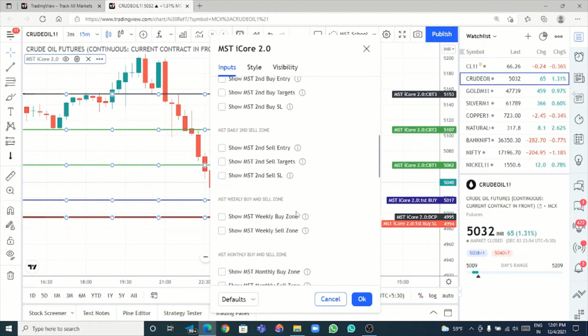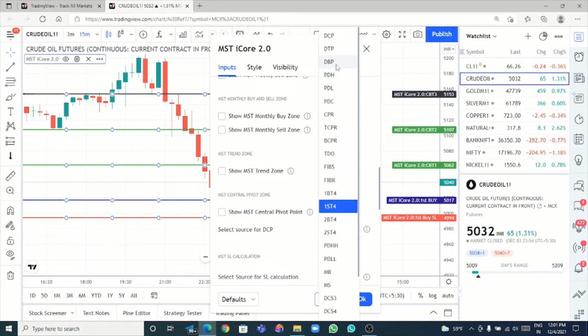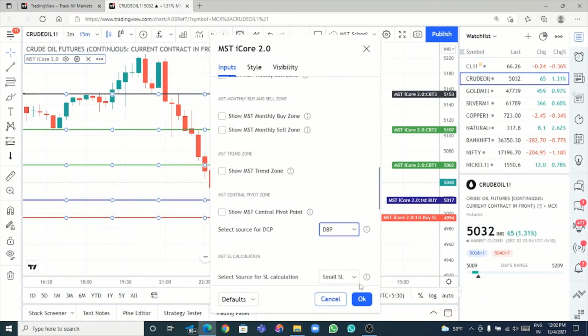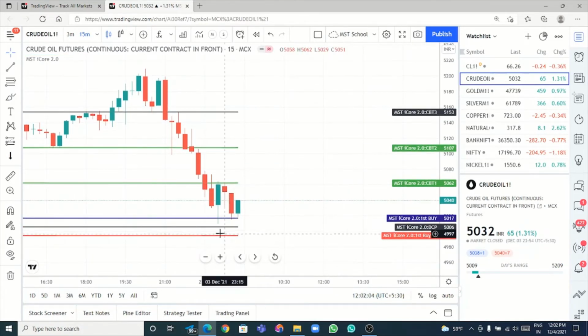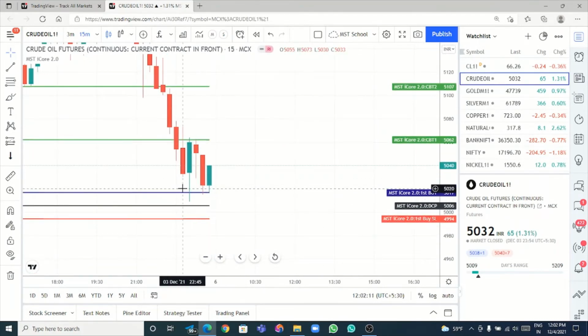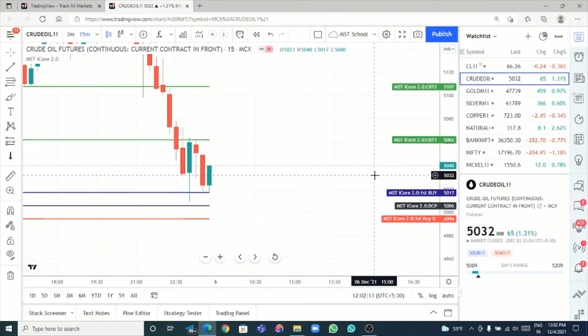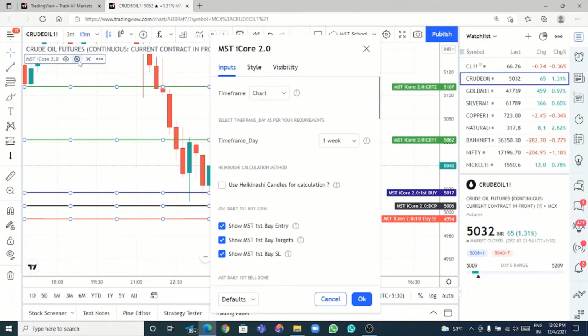So now you can enable the midpoint, that is DBP, downside bottom pivot point, and enable this. See here, from 5006 our midpoint, but our entry is 5017, so it got activated, and immediately our first target 5062. So from 5017 to 5062, almost 45 to 50 points we have got the profit. So this one we have got the big target, no? This is the big target.